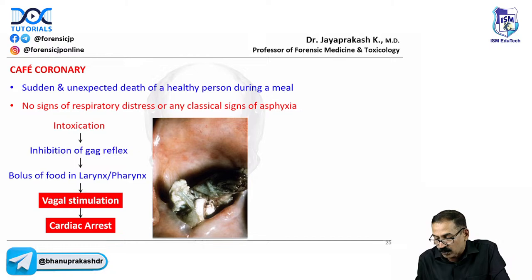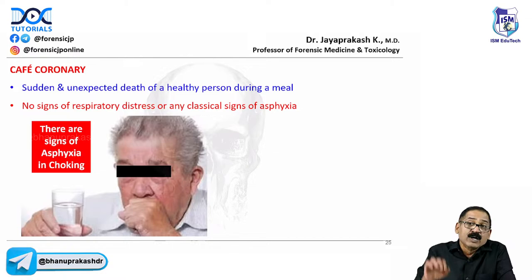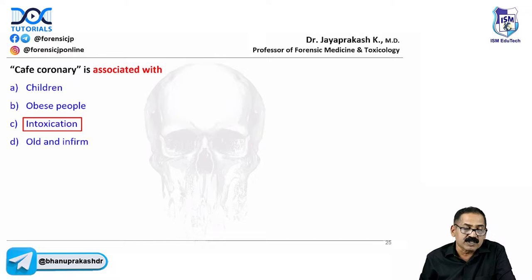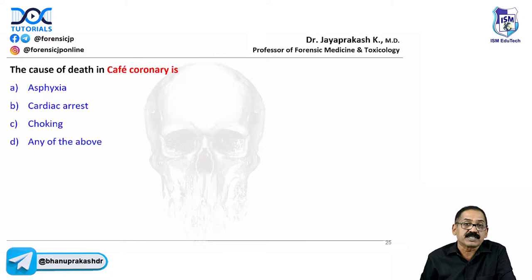All of you know, but the only thing you should remember here is that there are no signs of respiratory distress, whereas in case of choking, there are signs of asphyxia. Cafe coronary is associated with intoxication. Cause of death is vagal stimulation. Cause of death is cardiac arrest.